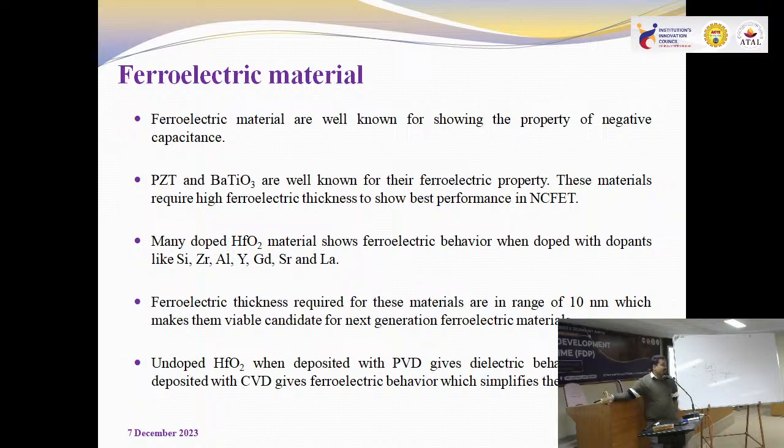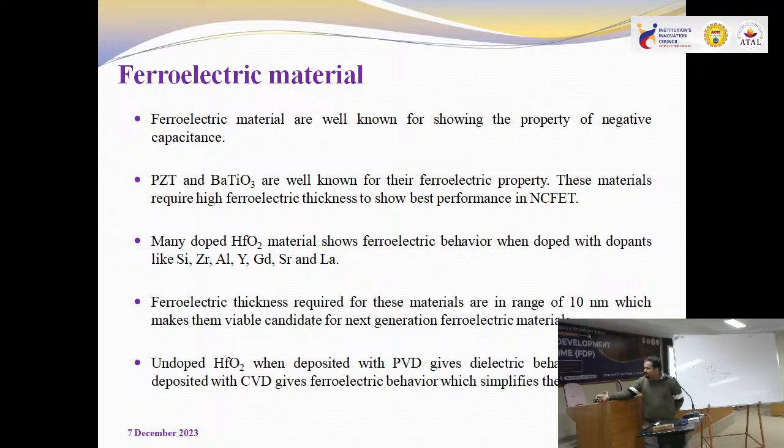But this PZT and BaTiO3 were in hundreds of nanometers, sometimes 300, 200. So when these materials came into picture, the ferroelectric thickness requirement gradually came down. But still, there is an additional requirement of doping. Like you have to dope your HfO2 with silicon, aluminium.